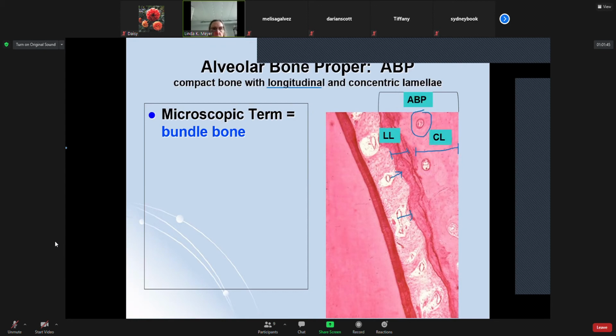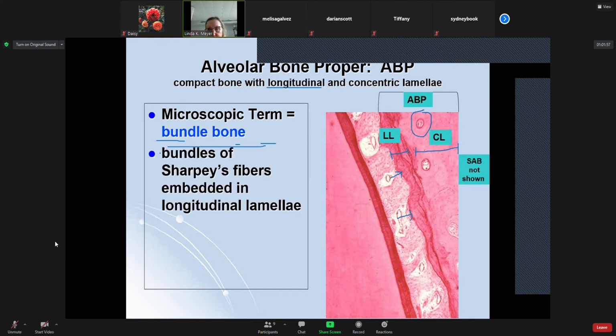But focusing on why alveolar bone proper is called bundle bone: what bundles of fibers are embedded in the cementum on one side and the PDL on the other side? It's those Sharpey's fibers. They're embedded where you see these little striations in the longitudinal lamellae. Those represent the bundles of Sharpey's fibers. So under the microscope, alveolar bone proper is referred to as bundle bone. Sharpey's fibers are also embedded on the cementum side as well.